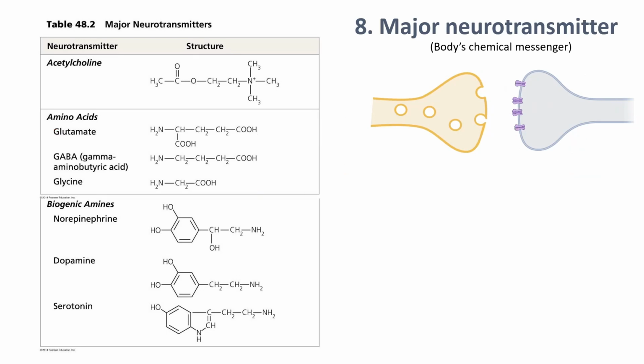The next group is the biogenic amine neurotransmitters, which include norepinephrine. Norepinephrine is involved in the fight or flight response. Dopamine is a neurotransmitter responsible for the brain's reward system, which gives you a rush of joy when you accomplish a goal or succeed at a task. Serotonin is very important in regulating mood, anxiety, sleep, and appetite.